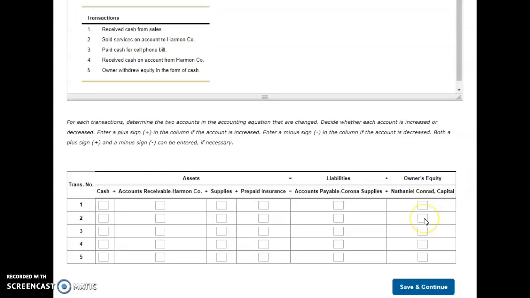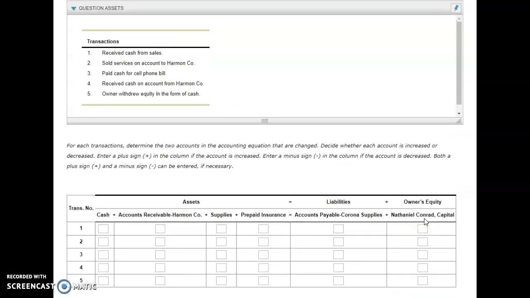Okay, so let's look at our first transaction. Received cash from sales. So I received cash. Whenever I receive cash, cash goes up. So I'm going to put a plus there. From sales. So if I receive cash, how does that affect my owner's equity account? Well, it goes up as well because I'm increasing my ownership in the business. So when there's a cash increase on the asset side, there's going to be an owner's equity increase on the owner's equity or right-hand side. So we are still in balance, plus, plus.